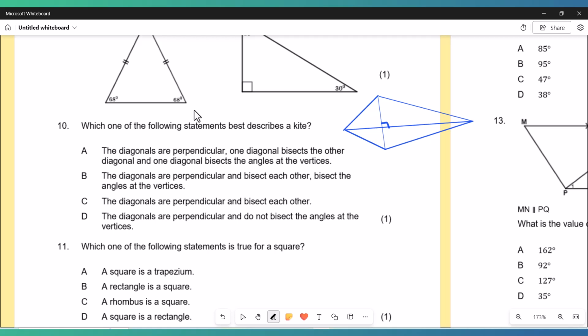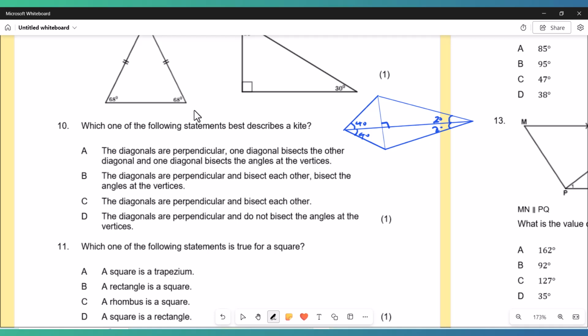But also this one, which is longest, bisects this angle, okay? Also bisects this angle, okay? But then this one, which is shorter, does not bisect the two. So if this is 20, it's going to be 20 here. If this is 40, it's going to be 40 here, okay? Just giving an example, okay? So now let's look at the answer here. This is the diagonals are perpendicular. One diagonal bisects the other diagonal, and one diagonal bisects the other.